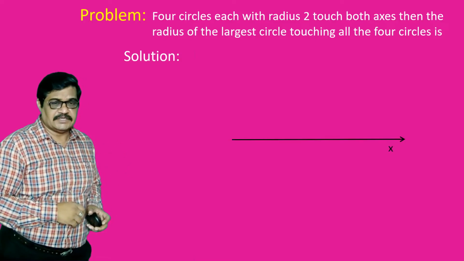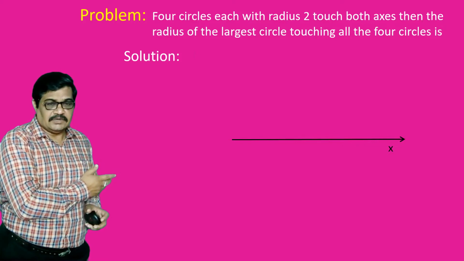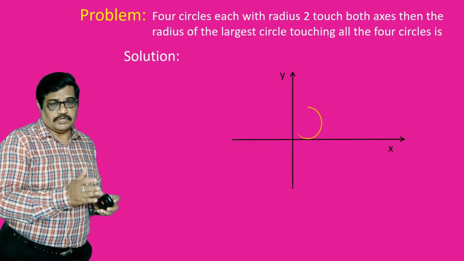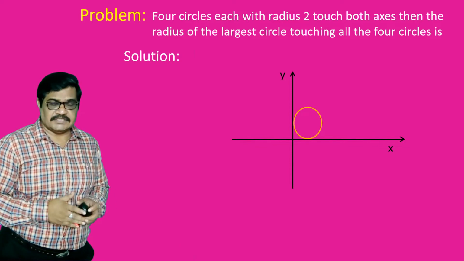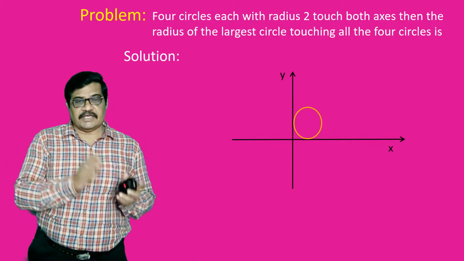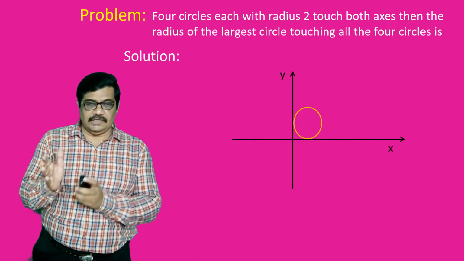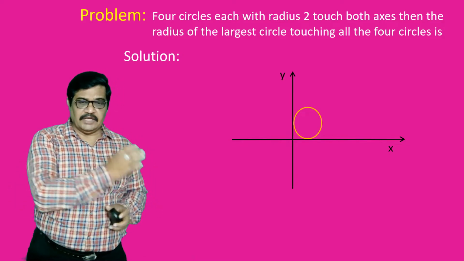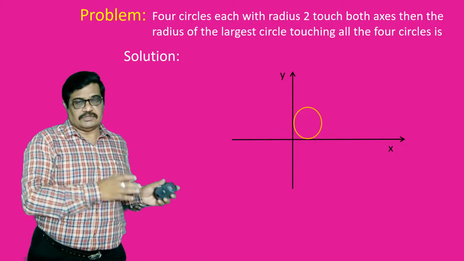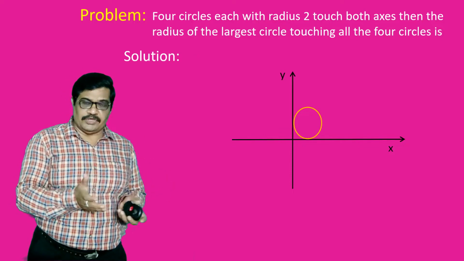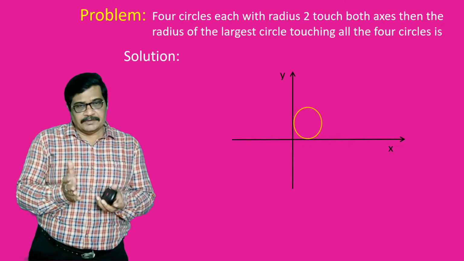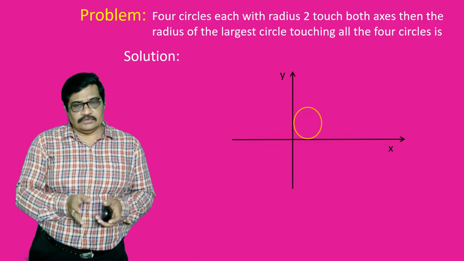This is the x-axis and this is the y-axis. So these are the circles that touch both the coordinate axes, whose radius is 2 units. If any circle touches both the coordinate axes, then the x coordinate and y coordinate of its center are equal to the radius. Here the radius of a circle is 2 units. So these four circles have radius 2 units, so the x coordinate and y coordinate are the same, equal to 2 units.